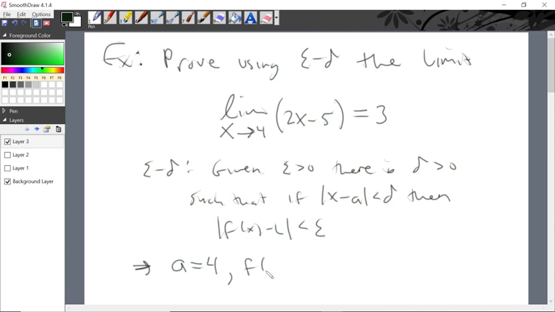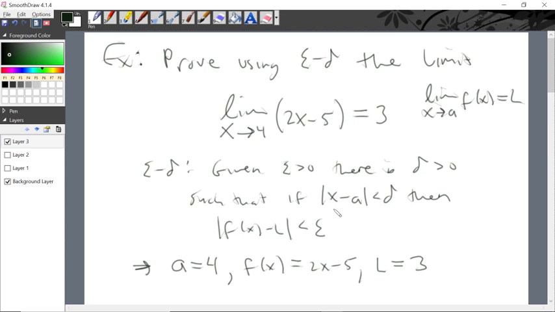What is f of x? f of x is the function. This is the limit written this way: the limit as x approaches a of f of x equals L. So f of x would be 2x minus 5. What is L? L is equal to 3. So we have those three: we have a, we have f of x, and we have L. Now x is just going to be x.